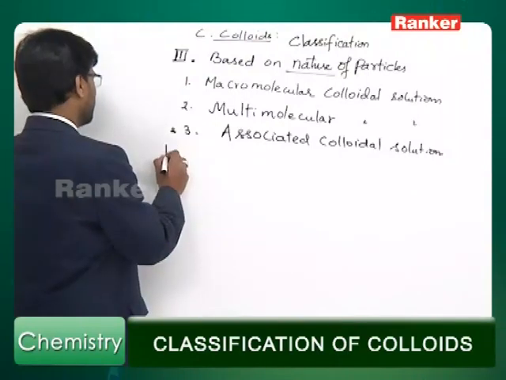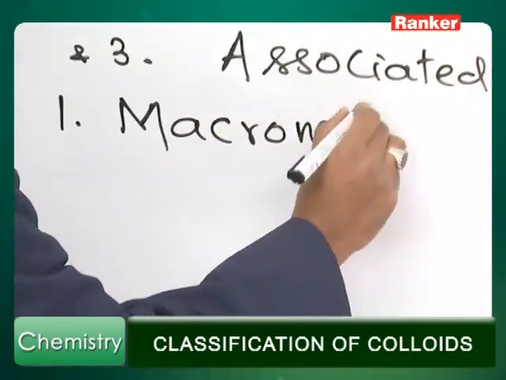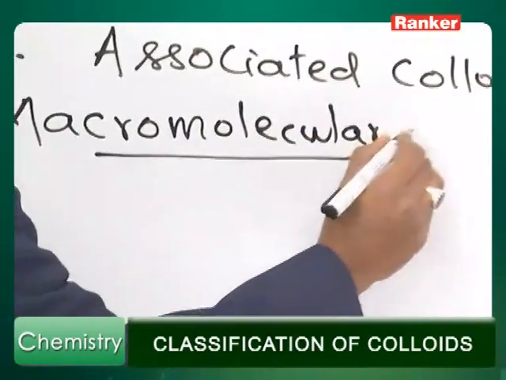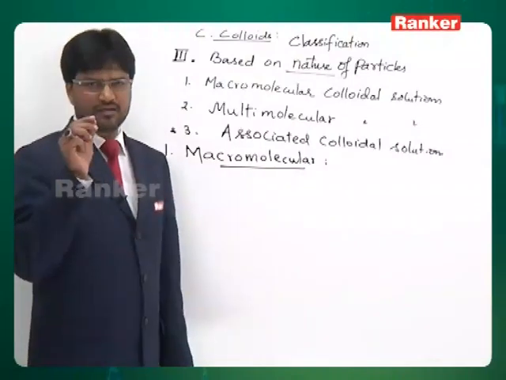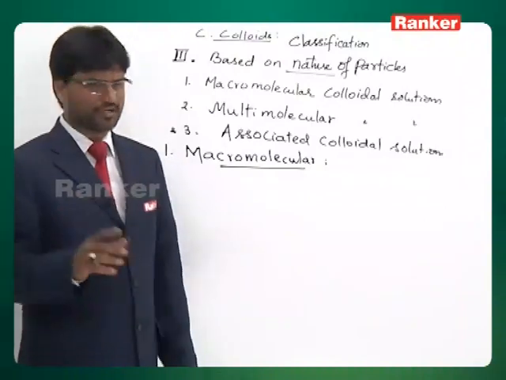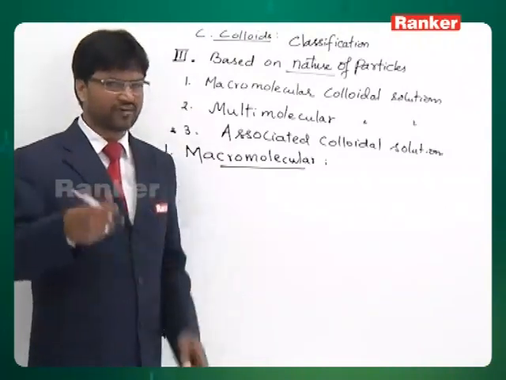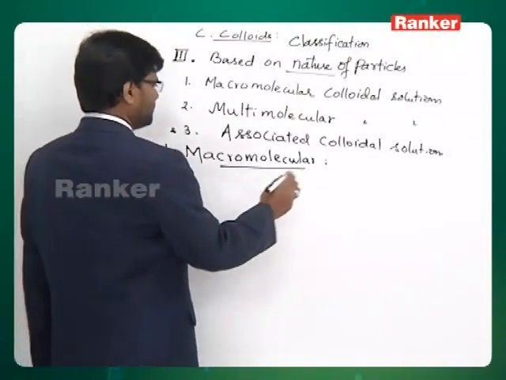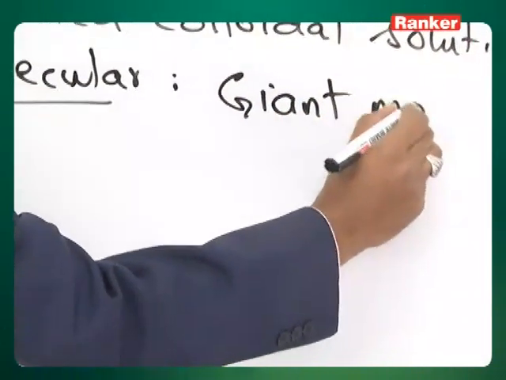Let us take up number one, macromolecular. As the name itself indicates, macromolecular colloidal solutions consist of large molecules, polymeric species. Large molecules, giant molecules, their size is greater than 1 millimicron, they form macromolecular colloids. These are formed by giant molecules.